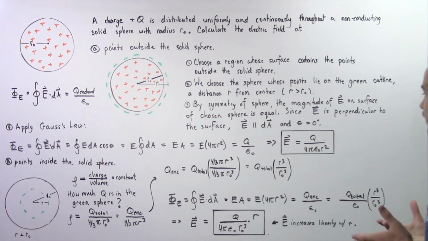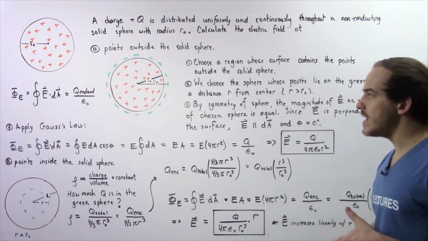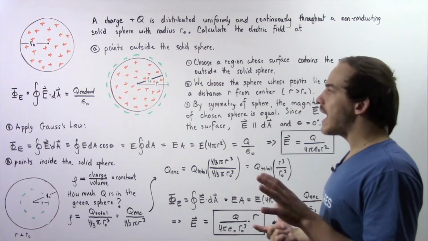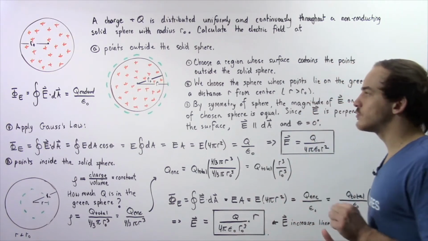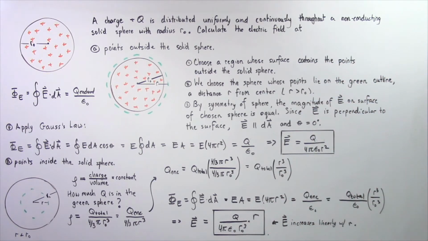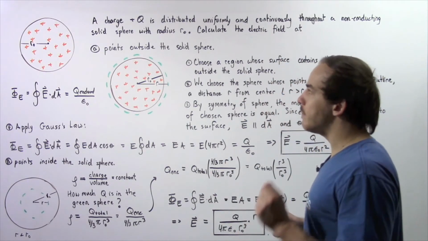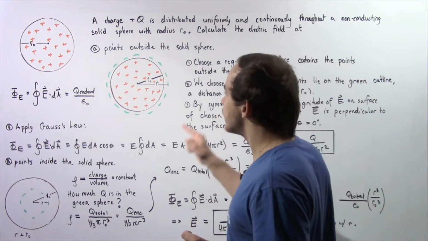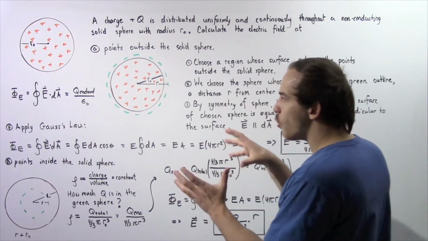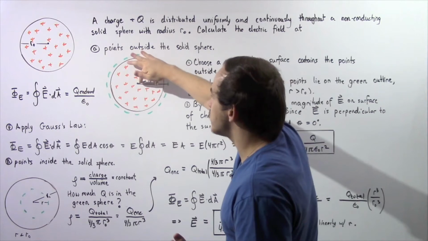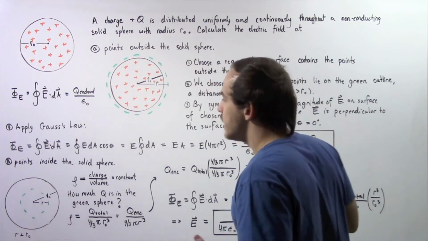So, what exactly is the relevance of this equation? This equation is the same equation as Coulomb's law for electric fields produced by static point charges. So that basically means if we're examining points outside this solid sphere, it's as if all the charge exists as a point charge in the middle of our sphere.